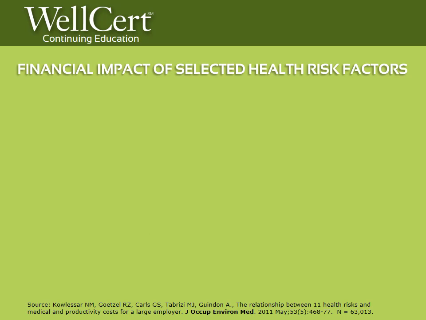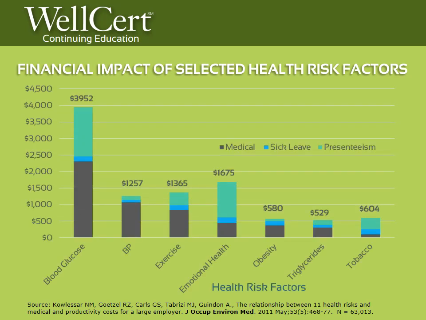Now, the financial impact of selected health risk factors we're going to look at is from a study, again, done by these authors, and it's the relationship between 11 health risks and medical and productivity cost. That's really presenteeism cost for a large employer. Published in the 2011 Journal of Occupational and Environmental Medicine. This included a sample size of 63,000 people. So this is very large population data that tells us what the medical plan cost is for various health risk issues, the sick leave cost, which is in the blue, and the presenteeism, which is in the teal.